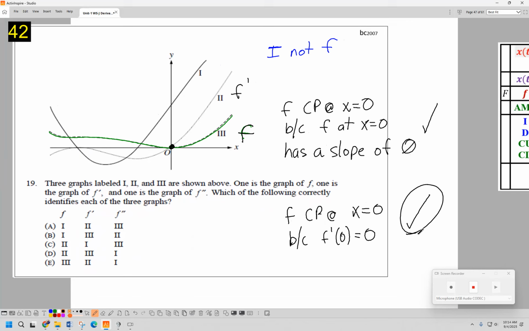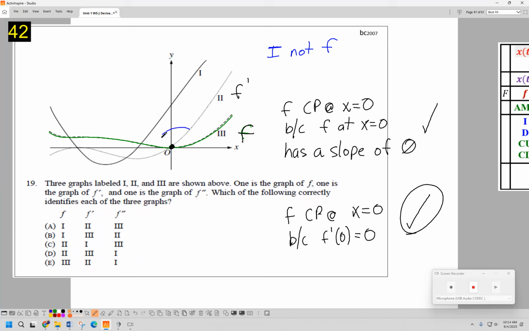Hands up, everybody. I just said f has a critical point at x equals 0 because at x equals 0, f prime is 0. Does that mean f prime also has a critical point at x equals 0? Hands up.